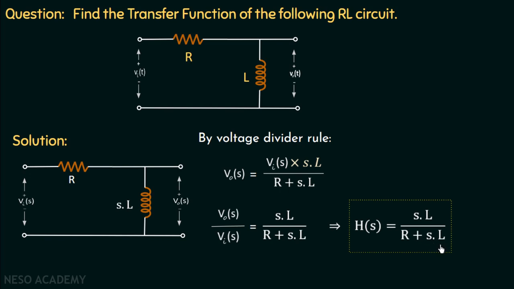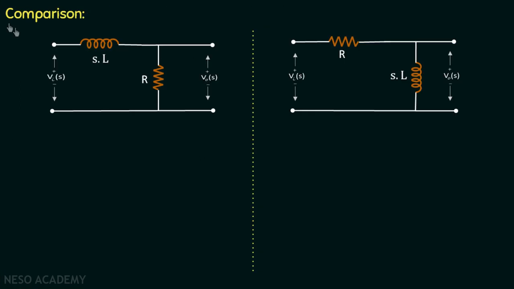So now we are done with the transfer function calculation for this RL circuit, and now we will compare the two RL circuits that we have discussed in the previous lecture and in this lecture. So moving on to the comparison between the two RL circuits that we have discussed till now. In this circuit, the output voltage is measured across the resistor, and in this circuit, the output voltage is measured across the inductor. The differentiating factor between the two circuits is the position of inductor.